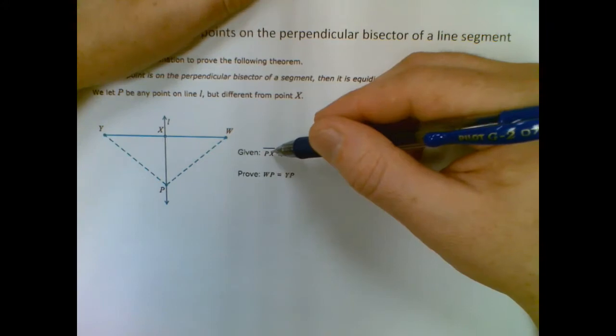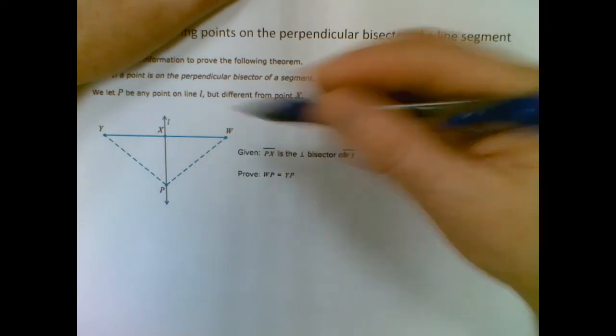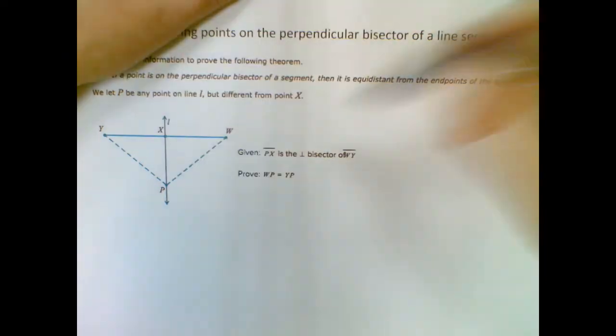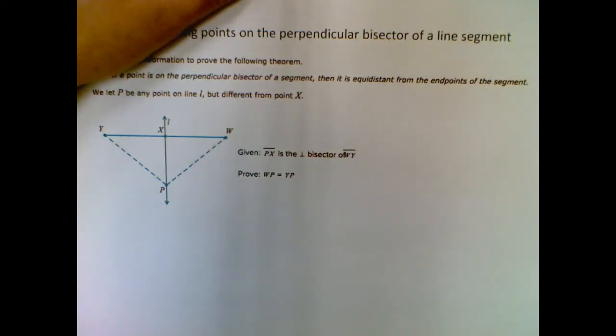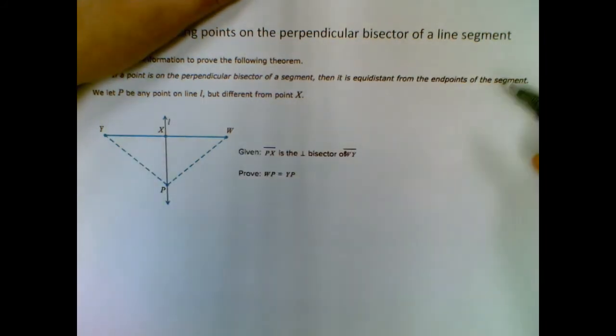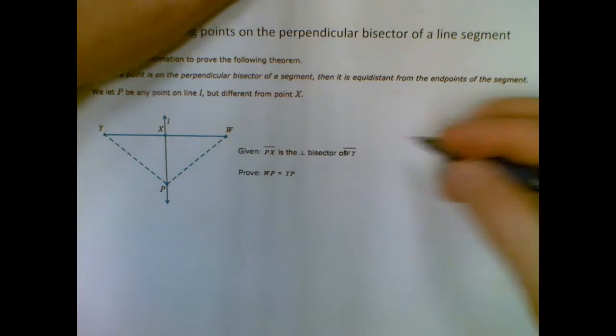We know, given that PX is the perpendicular bisector of line segment WY. Prove that WP equals YP. So looking at these ones to the other points. Okay.